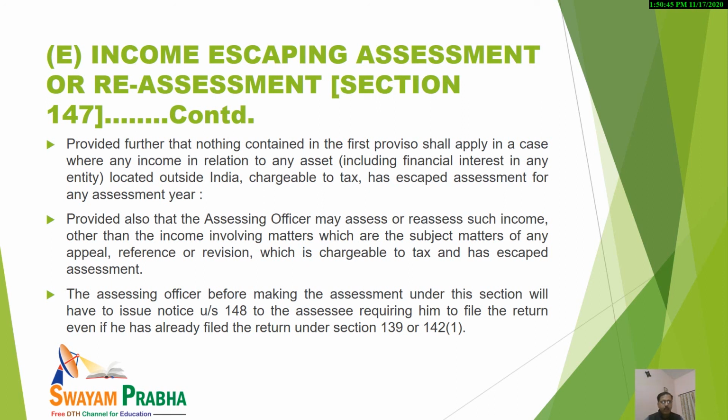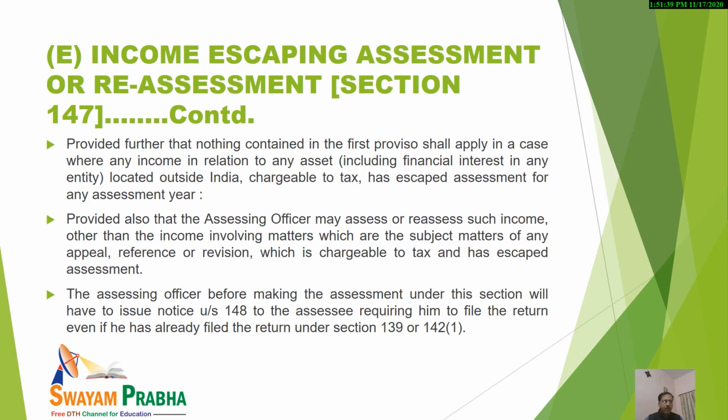When it is found that some income has escaped assessment for any earlier assessment year, in that case, the assessing officer may go for assessment or reassessment of income escaping assessment. He may assess or reassess such income, but other than income involving matters which are already the subject matter of some appeal, reference, or revision, which is chargeable to tax and has escaped assessment. Means we are talking of the new one. The part that is already under appeal, reference, or revision should be excluded. We are talking of the remaining part.